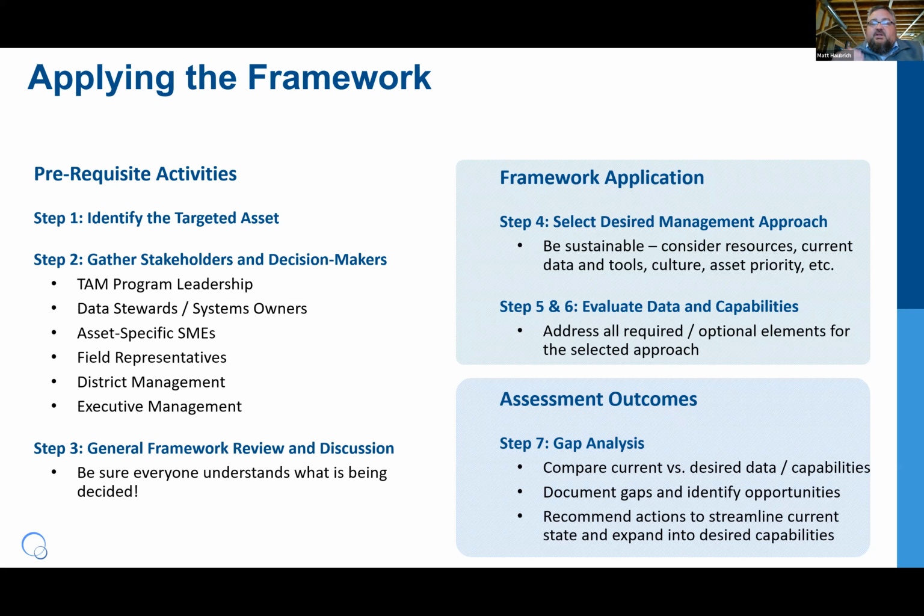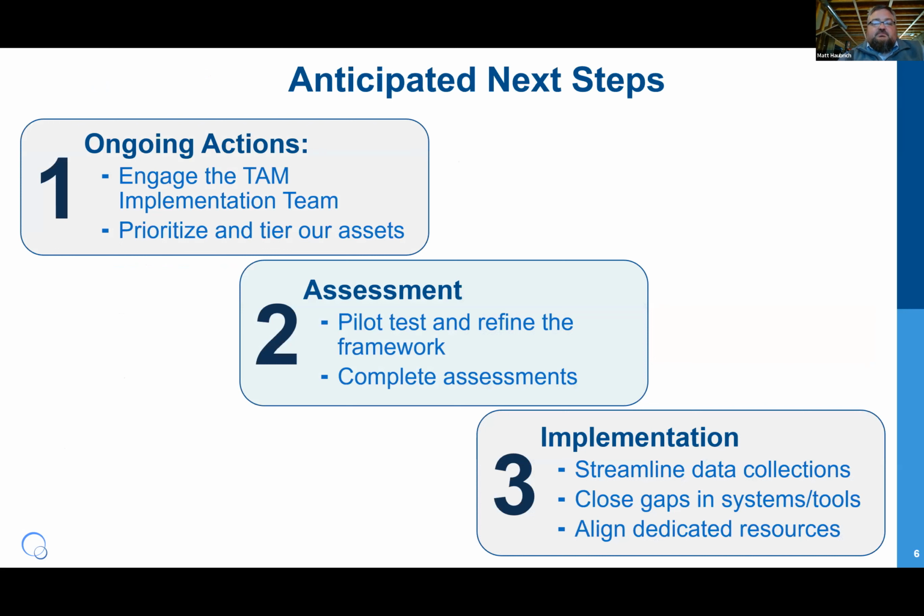And then in steps five and six, we're evaluating our data and our capabilities to manage that asset within that desired approach. The seventh step is the assessment. We've gone through it, thought about it, and started to put it into practice. Now, where are we in terms of our current versus desired state? What are some gaps? What are some opportunities? And where can we recommend some future actions to streamline our capabilities?